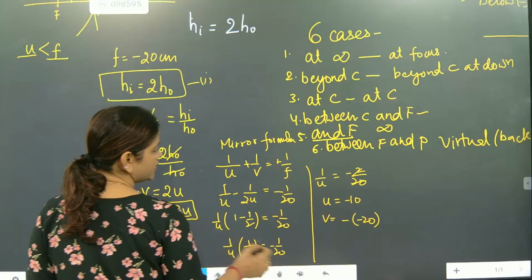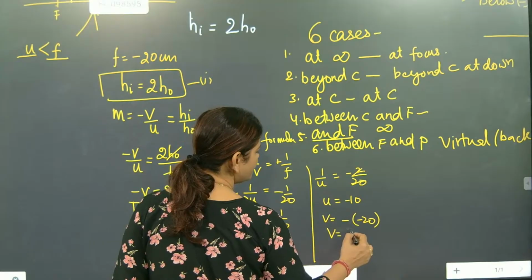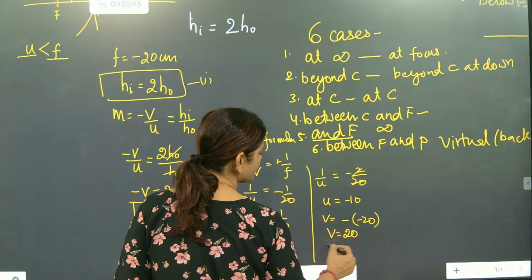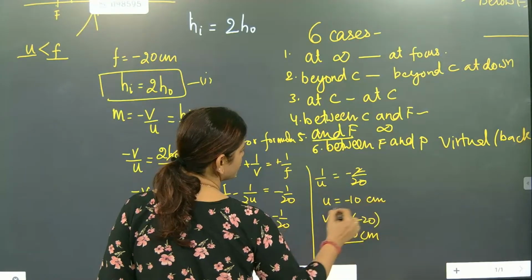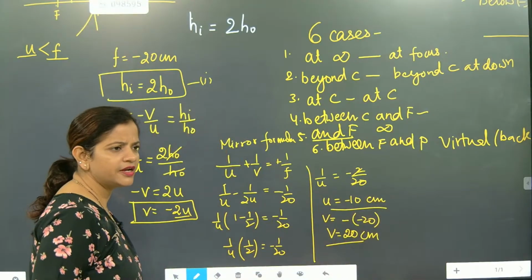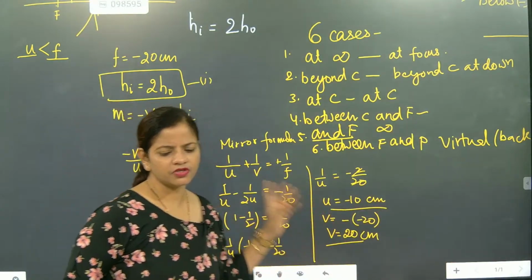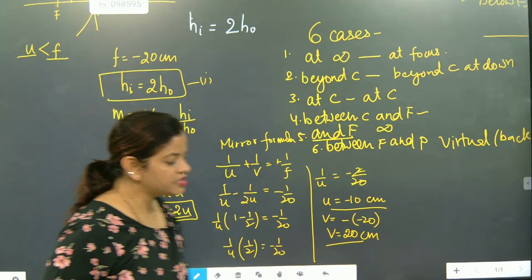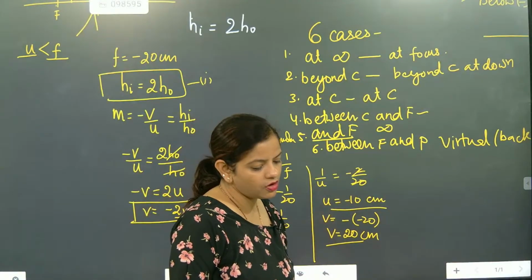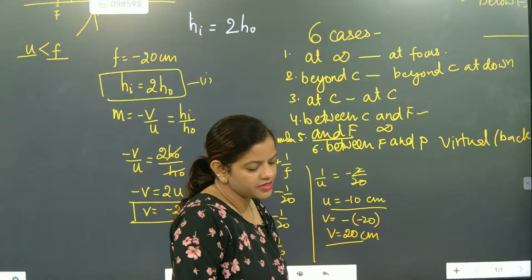Because 2u is there. So v will be equal to 20. v is coming as positive, u is coming as negative. u is negative, v is positive. This is the most important thing. Please kindly note it down. So what is the answer? The answer is 10 centimeter. Object distance is 10 centimeter.